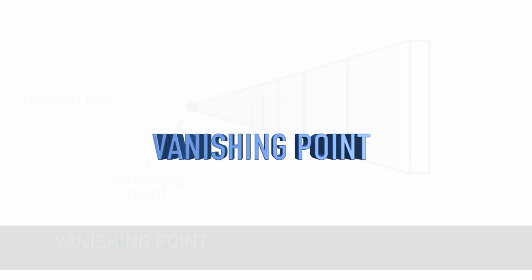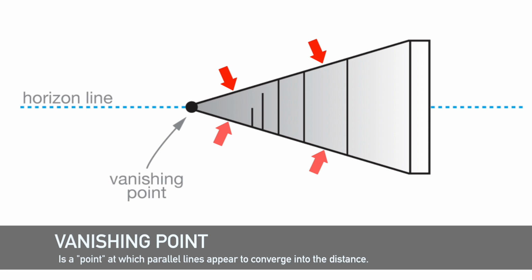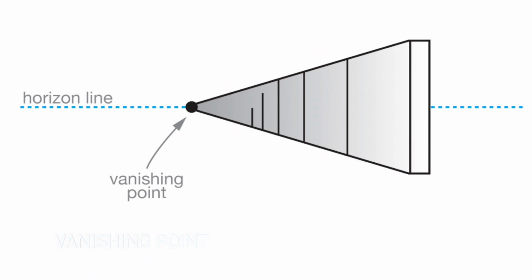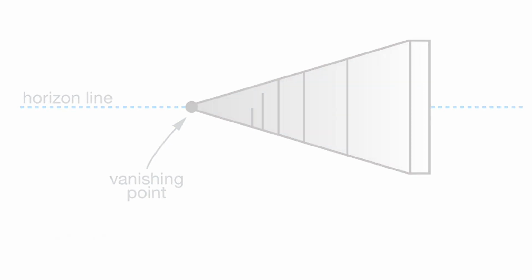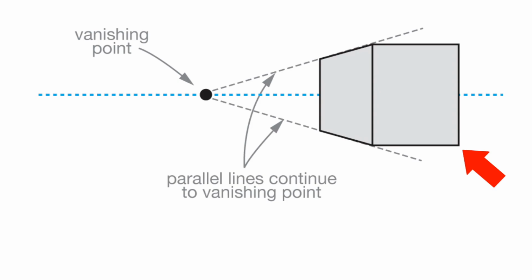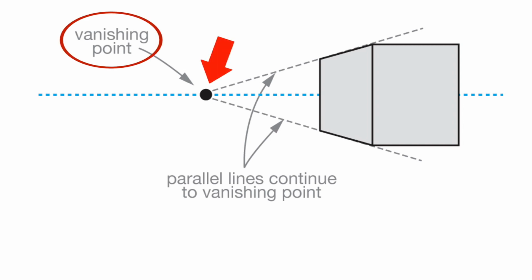A description of a vanishing point is parallel lines that appear to converge into the distance. If you're looking at a long continuous wall, it will eventually disappear or cease to exist, even though you know it keeps going and continues. Same for an object like the box over here, it doesn't actually extend to the horizon line, but the box's parallel edges do. And where they disappear or cease to exist is where you'll find that vanishing point.